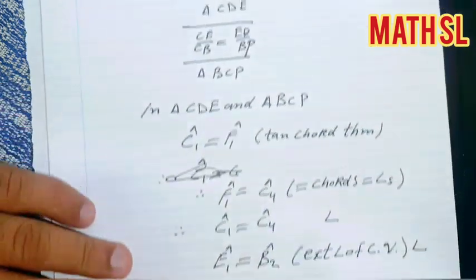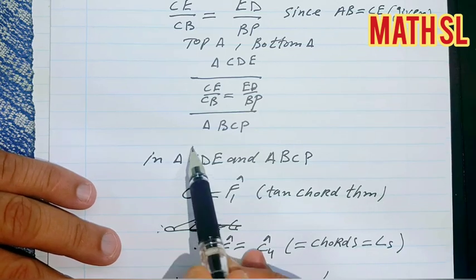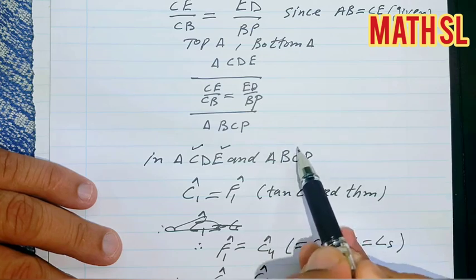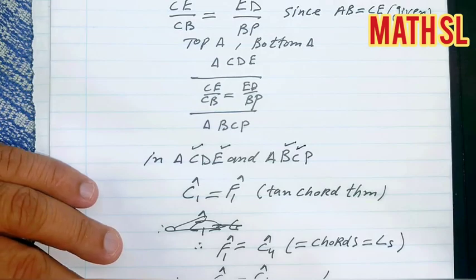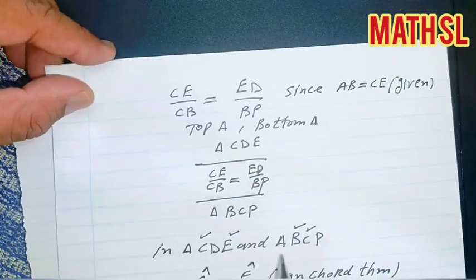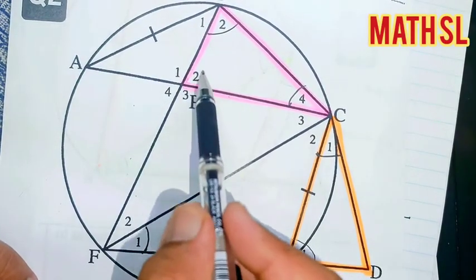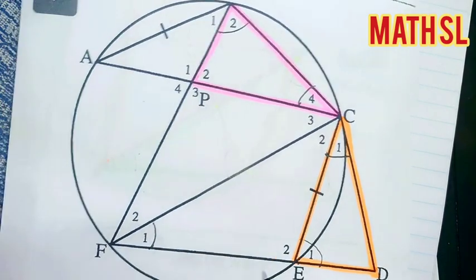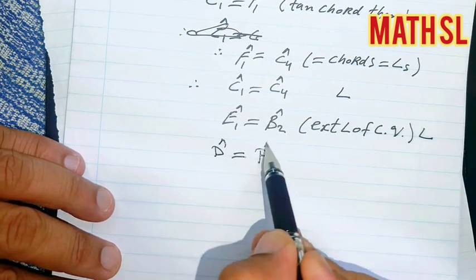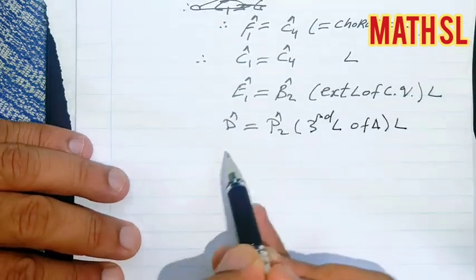So the last one, we remember we don't need to worry about that. Angle C is done, and E is done, and C and B are done. So only D and P are left. Angle D is going to be equal to angle P2, third angle of triangle. This is my third angle.